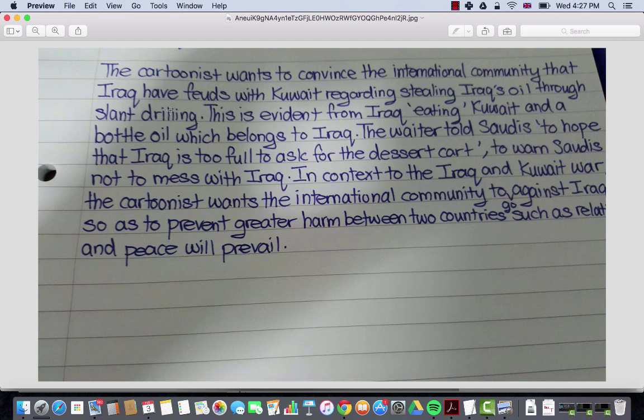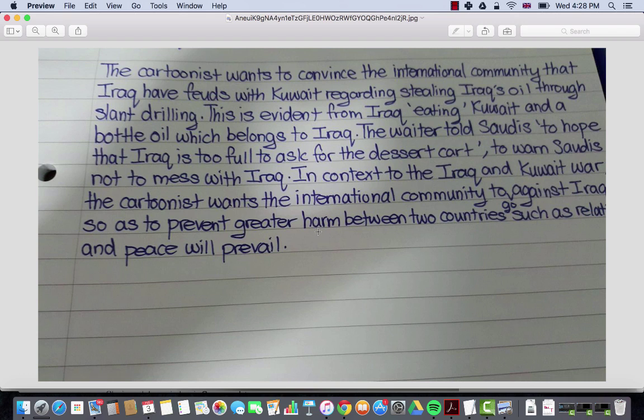Now, so this would get L1. Okay, this answer will get L1. Okay, in context of the Iraq and Kuwait war, the cartoonist wants the international community to go in against Iraq so as to prevent greater harm between two countries, so that peace will prevail. This will be L2. This last sentence would get L2 for unsupported inference of message.